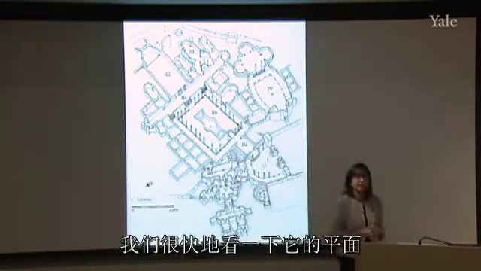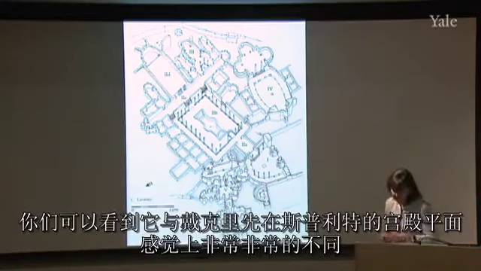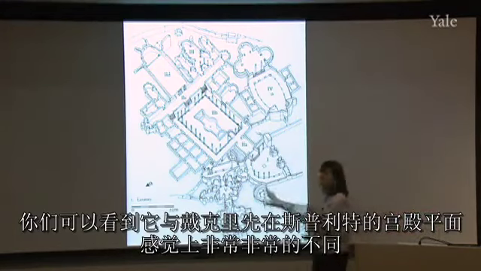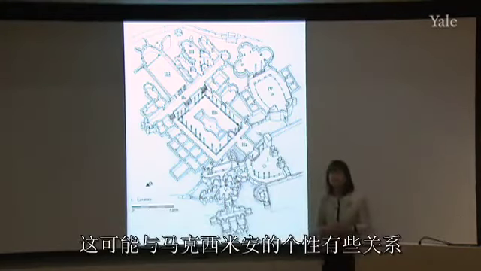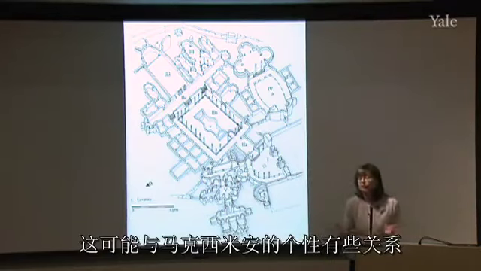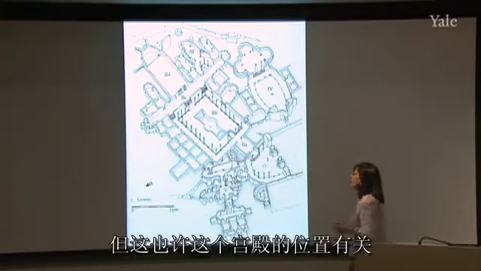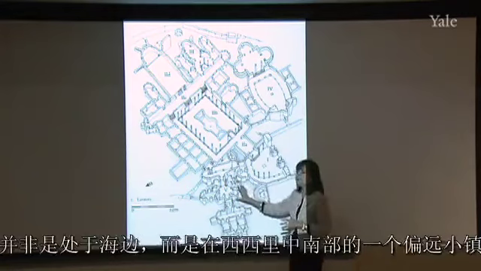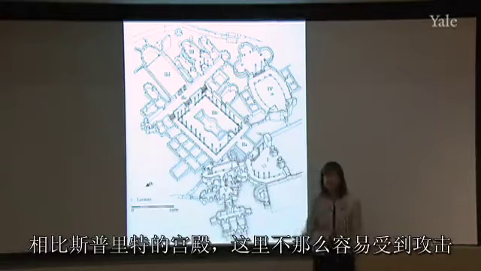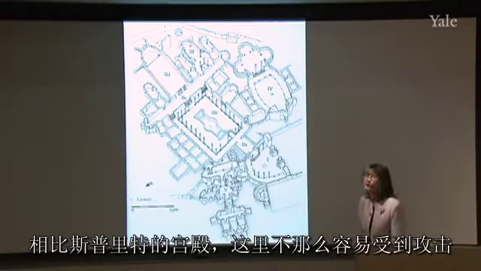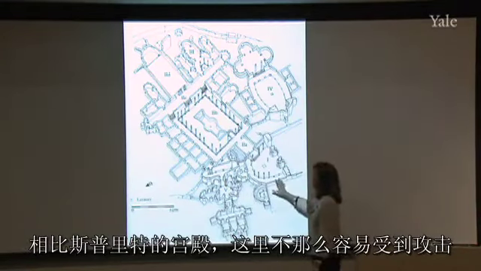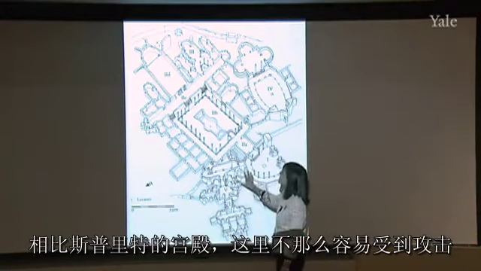Now, if you look at the plan of this quickly, you will see that it is very, very different in feel and in plan from the palace of Diocletian at Split. This may have something to do with the personality of Maximian or whoever the commissioner was, but it may also have to do with the fact that this is not on the sea, but in a remote town in south-central Sicily, which was much less likely to be under attack than the palace at Split.